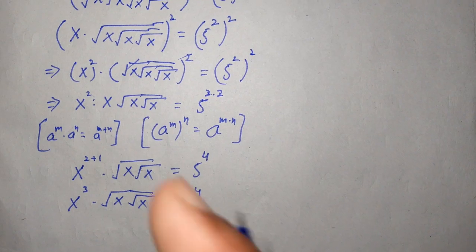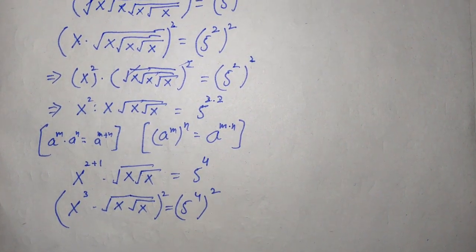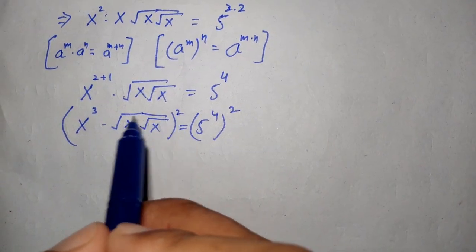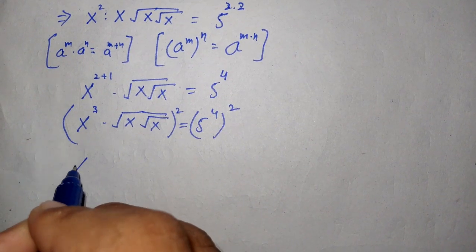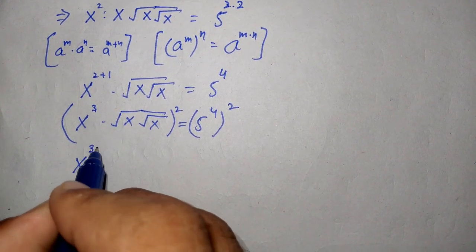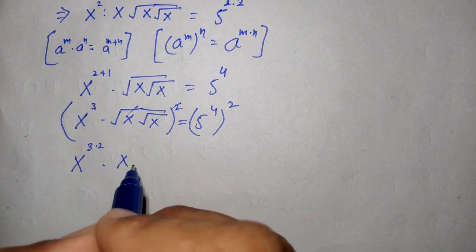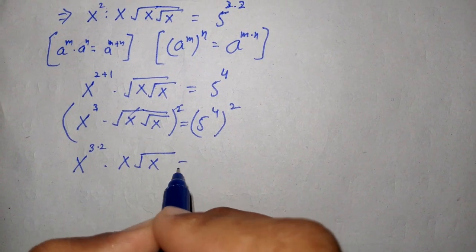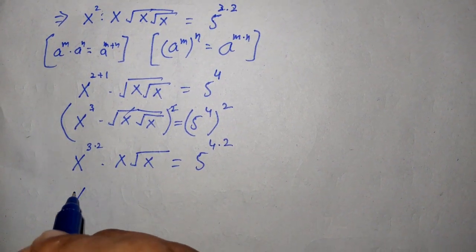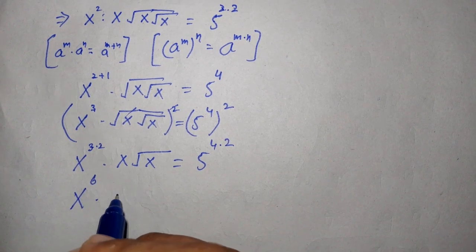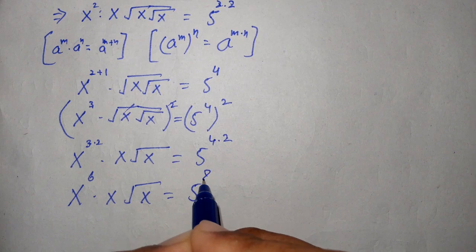Now again we have to square both of the sides. This side becomes square and this side becomes square. As we discussed earlier, this square is also for x and also for the square root. So this will become 3 times 2, x to the power of 3 times 2, and here this 2 and this square root cancel. So x left under square root of this x is equal to 5 to the power of 4 times 2. X to the power of 3 times 2 is equal to 6, times x under square root of x is equal to 5 to the power of 4 times 2 is equal to 8.